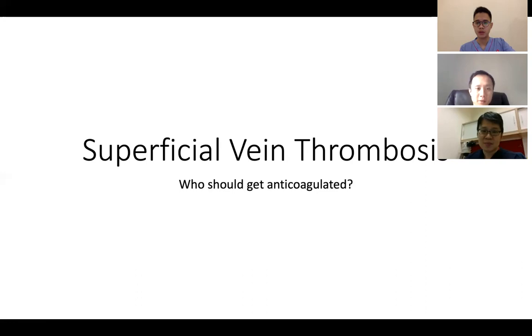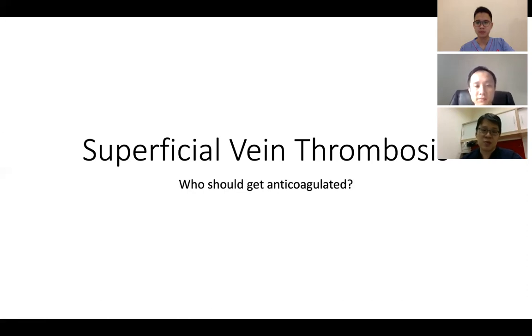Okay, then we have some subtypes of patients who don't get full-blown DVT, for example. We have patients who do a scan and we find that they actually have superficial vein thrombosis. And then there are also some patients with upper limb thrombosis. Could we just ask how do you manage such cases?